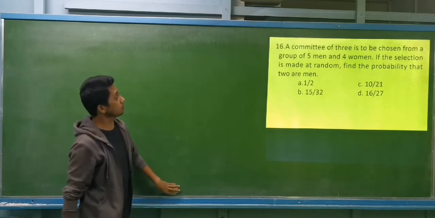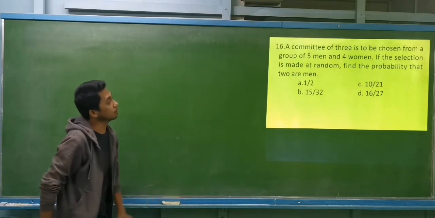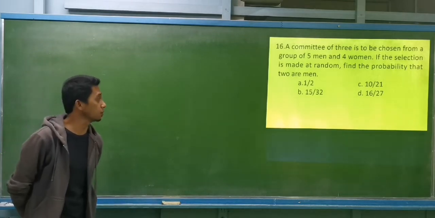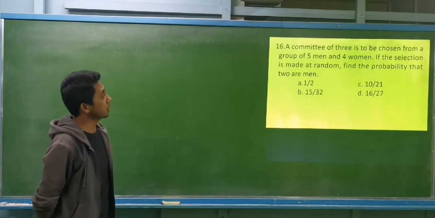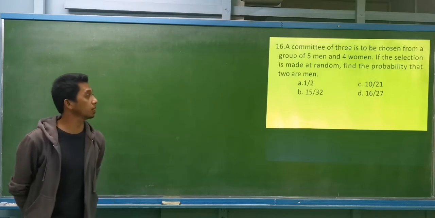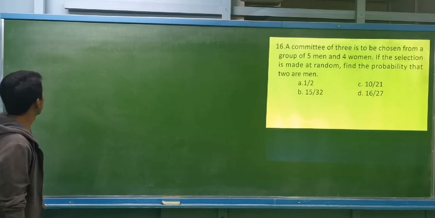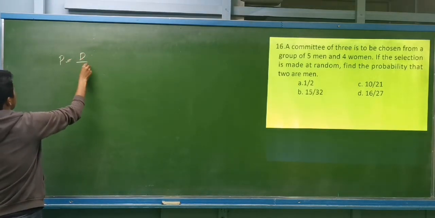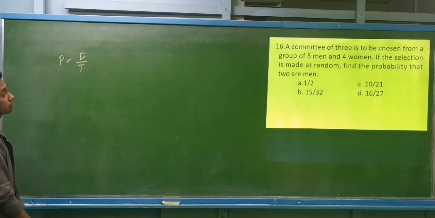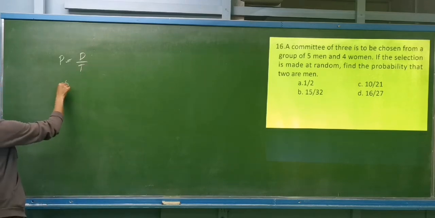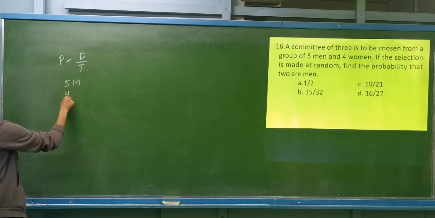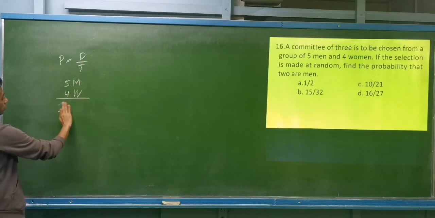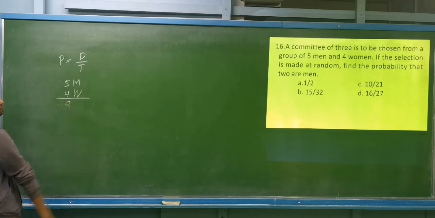Okay, so number 16, sabi niya dito, a committee of 3 is to be chosen from a group of 5 men and 4 women. If the selection is made at random, find the probability that 2 are men. So, ang kailangan lang natin dito is, probability is equal to the desired divided by the total possible outcomes. So, meron daw tayong 5 men, tapos 4 women. So, meron tayong total dito, yung total nila is, meron tayong siyam.